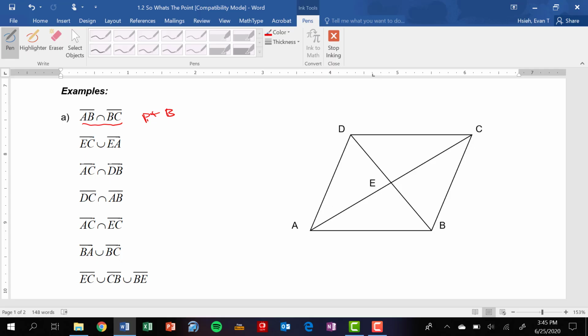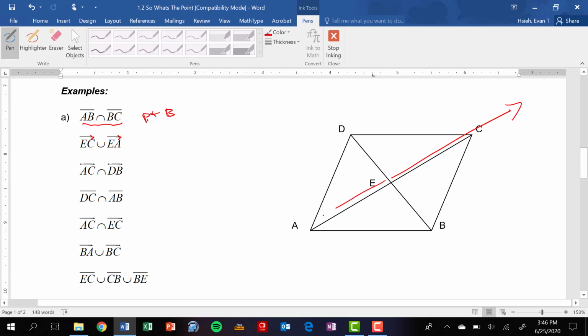Next one. I think this is supposed to be arrows at the end of these. Sorry about that, it's not real clear. But it's going to be ray EC, which is like that, in that direction, and ray EA like that. So if I combine them, or do the union of them, you're going to get line AC.